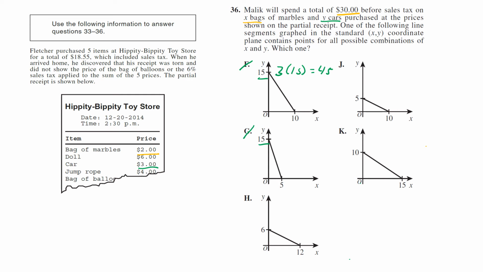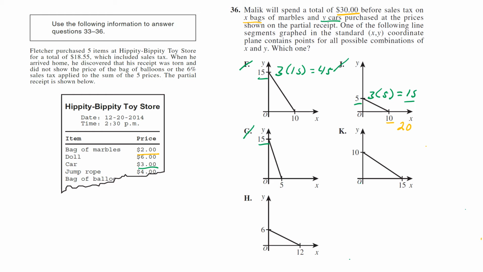Now, if he only spends $2 on marbles, so choice J, 2 times 10 is 20, and 3 times 5 is 15. Well, that's not enough, right? That doesn't include all the combinations because it's too small. So you know it has to be either K or H. And we can just glance at it and see, well, H looks like it's too small also.